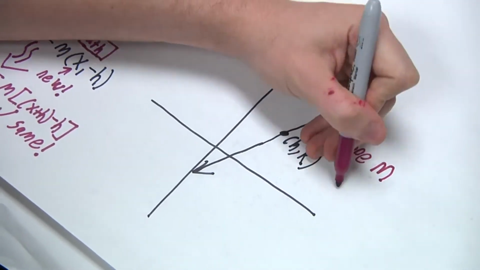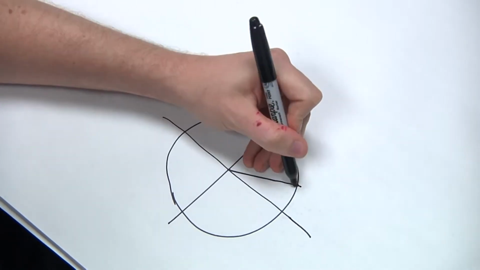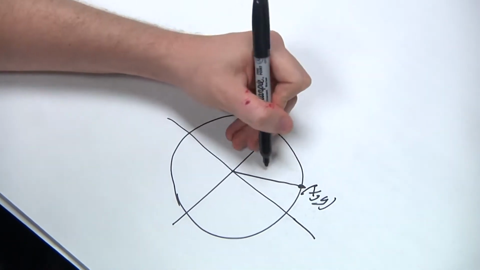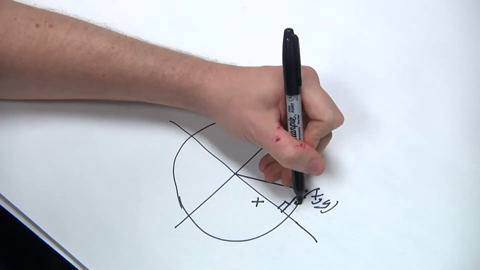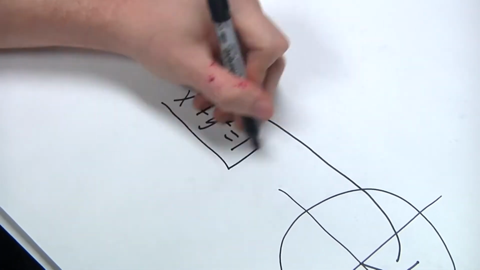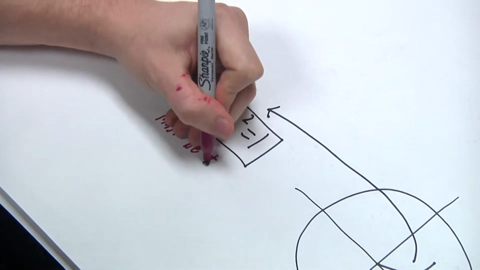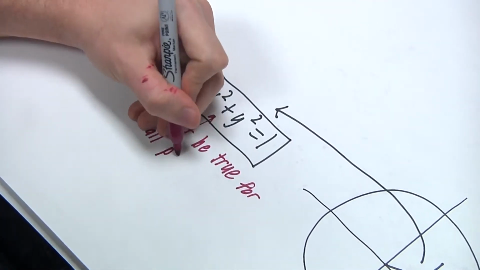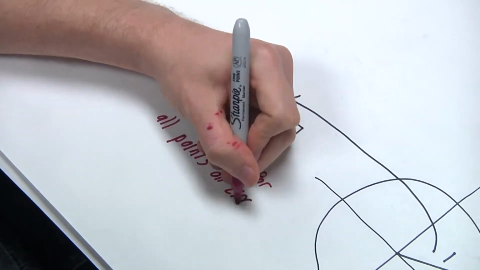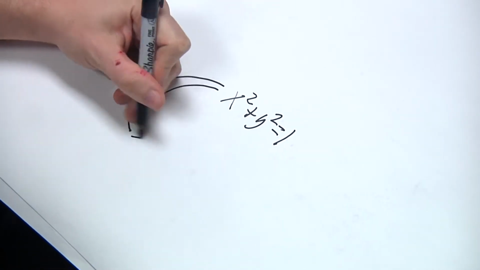Now hold on to your seats for this one. Watch as I derive the equation for an ellipse from the equation of a circle of radius 1 centered at 0, 0. Consider any point x, y on the circle. The length of one leg is x, the length of the other is y, and the hypotenuse equals 1. Therefore, x squared plus y squared equals 1. We just derived the equation of a circle of radius 1 centered at the origin.